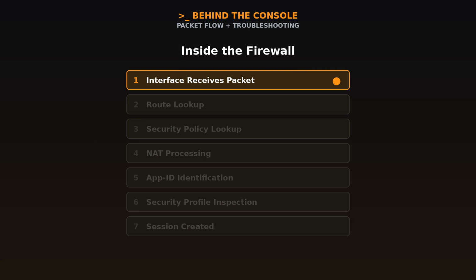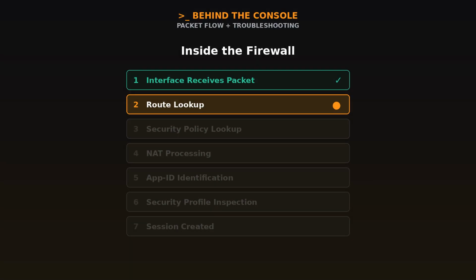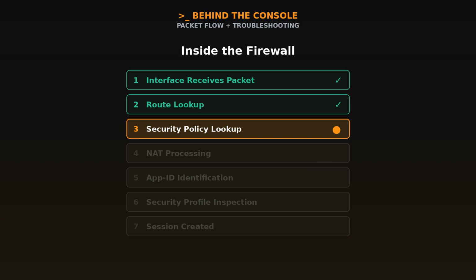Step 1. The interface receives the packet, and the firewall notes which zone it came from. Step 2. A route lookup determines which interface and next hop the packet should exit through. Step 3. The security policy lookup checks source zone, destination zone, source and destination address, application, and service. If no rule matches, the packet is denied by default.